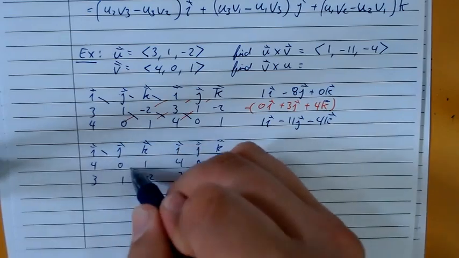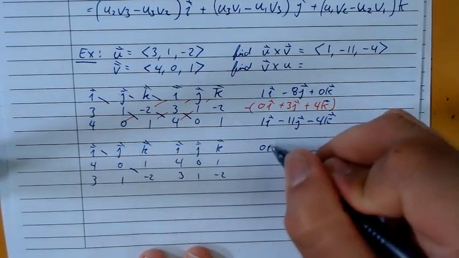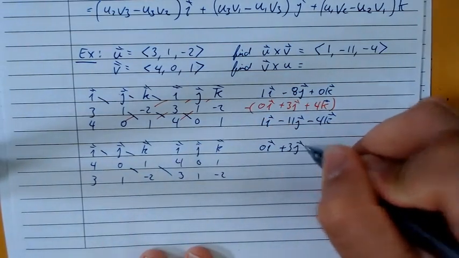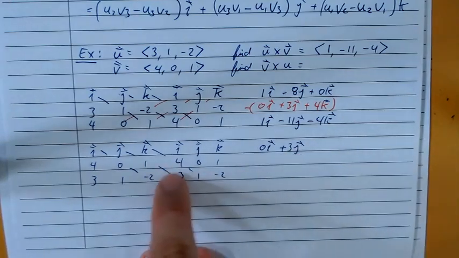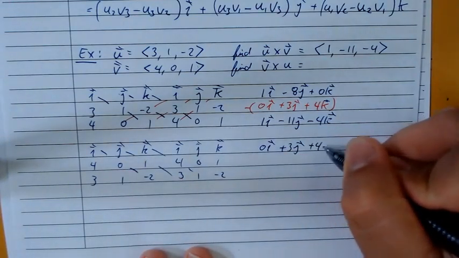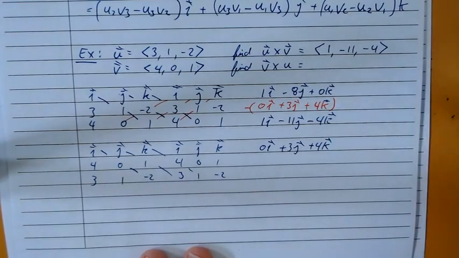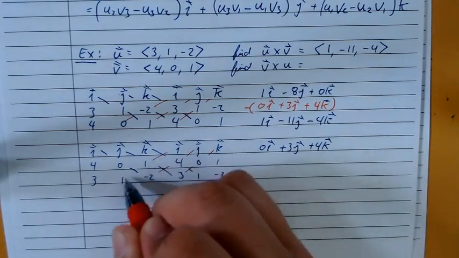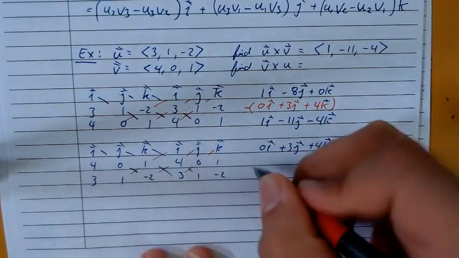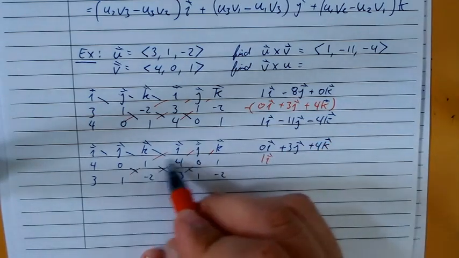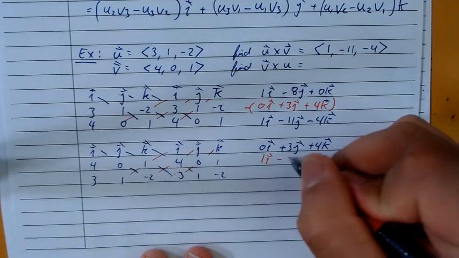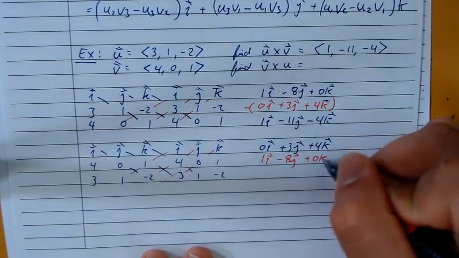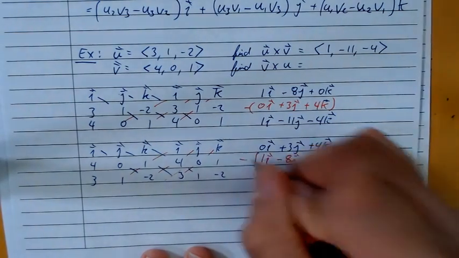Going forward, that's going to be 0I. That's going to be 3J. And that one's going to be 4 times 1, that's 4K. Now, going backwards, that's going to be 1I. That's going to be negative 8J. And that one will be 0K. And you're going to subtract those lines from each other.